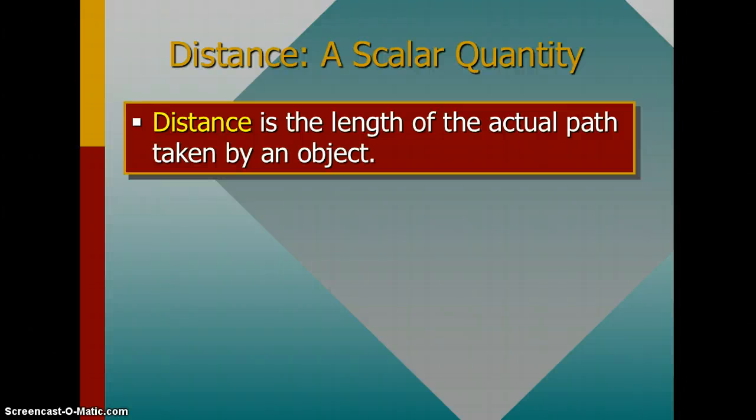So distance is a scalar quantity. The difference between the scalar and the vector is that the distance is the length of the actual path taken by an object, but just the distance. We can know the distance from, I don't know, your room to the entrance of your house, but what is the direction of it, all right? So the length, the time, the mass is just one scalar quantity because we're actually measuring only one point of it.